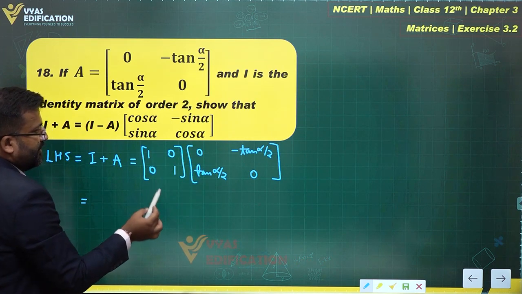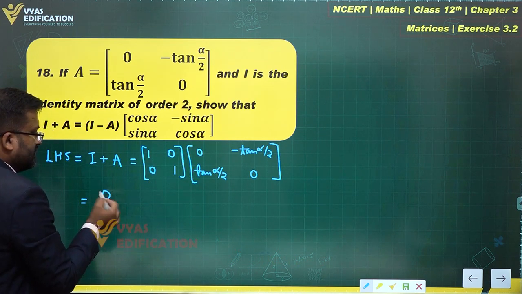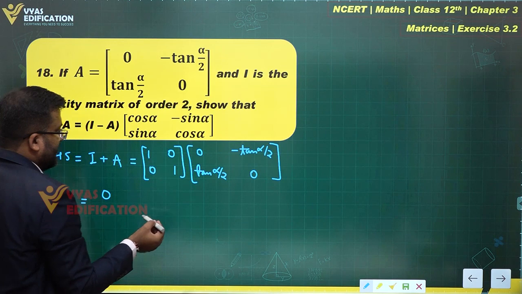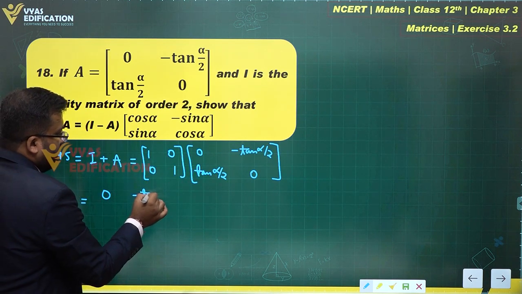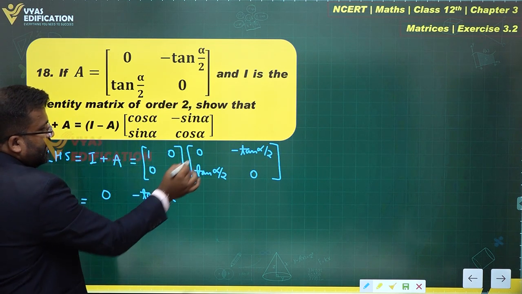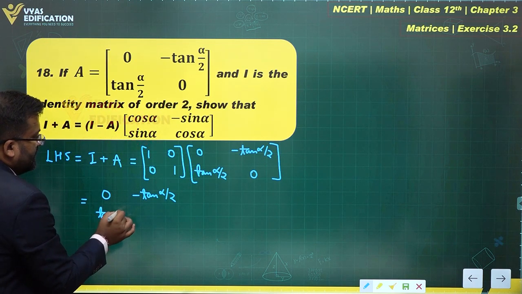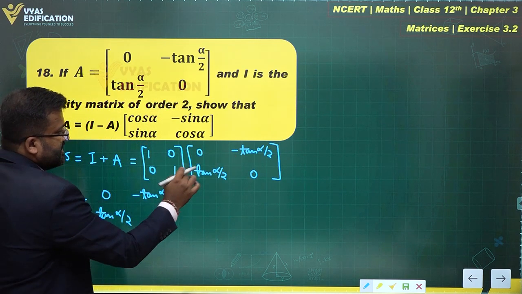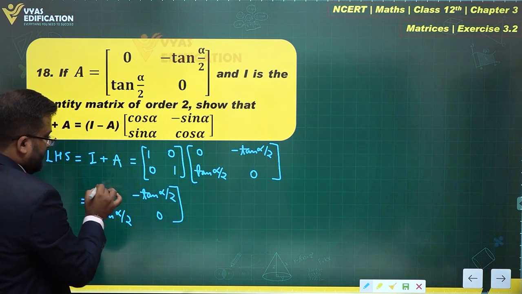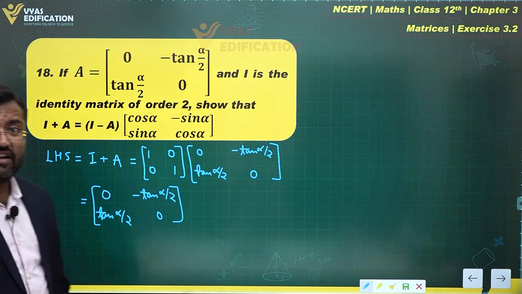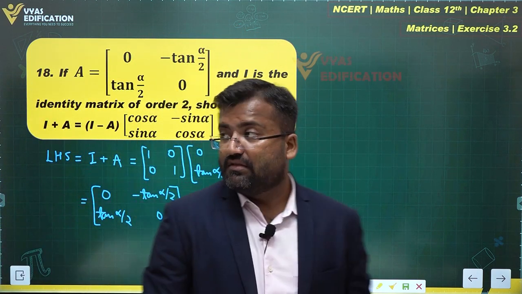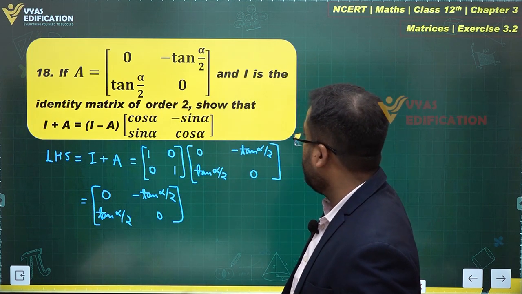This 1, 0 gets multiplied with this. 1 times 0, 0 times tan alpha gives 0. 1 times minus tan alpha by 2, 0 times 0 would be minus tan alpha by 2. 0 times 0, tan alpha by 2 would be this. And 0 times minus tan alpha by 2, 1 times this is actually completely solved. This is pretty easy, right? I plus A is pretty simple.